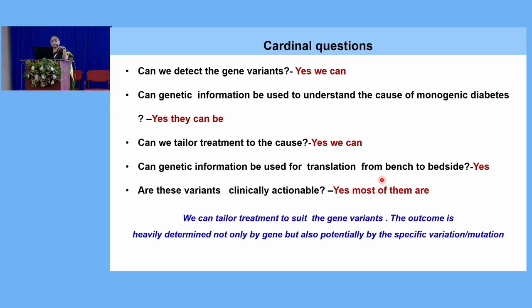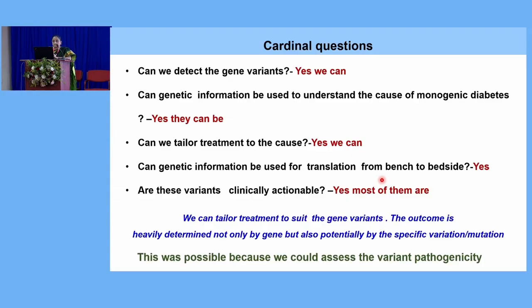So we can now tailor treatment to suit the gene variants, and the outcome is heavily determined not just by the gene, but by the variants in the gene. The gene is formed of variants, and can any polymorphism be called a mutation? No, it cannot. Even if it is present in a very minor proportion and identified in a diseased person, even then you cannot say whether that is the cause, because you really have to prove it. That is a very tough thing, and that's what we are doing now. So all these questions are now being asked and presented.